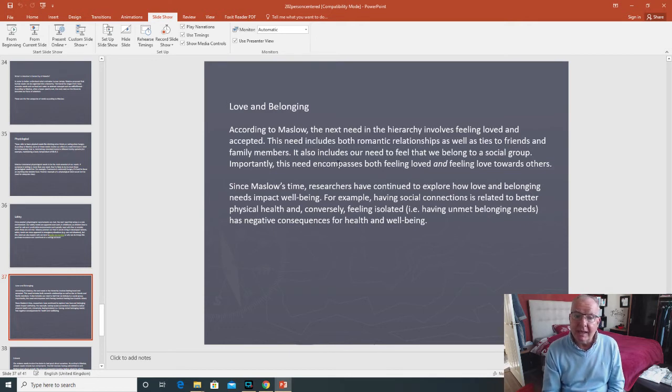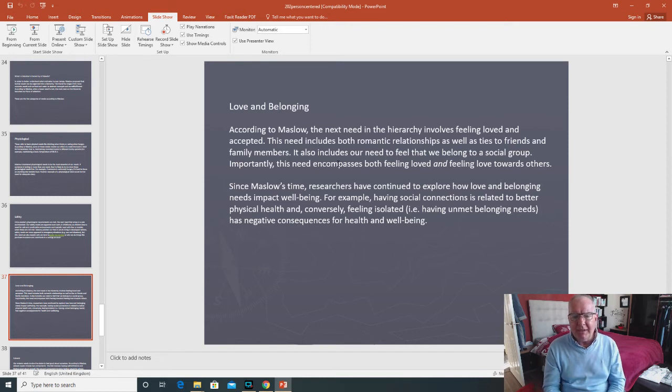Importantly, this need encompasses both feeling loved and feeling love towards others. That's most important. We need to be loved and we need to be able to feel love towards others. This is really a very important need of the human being. And when we're counselling people, this is how it fits in.